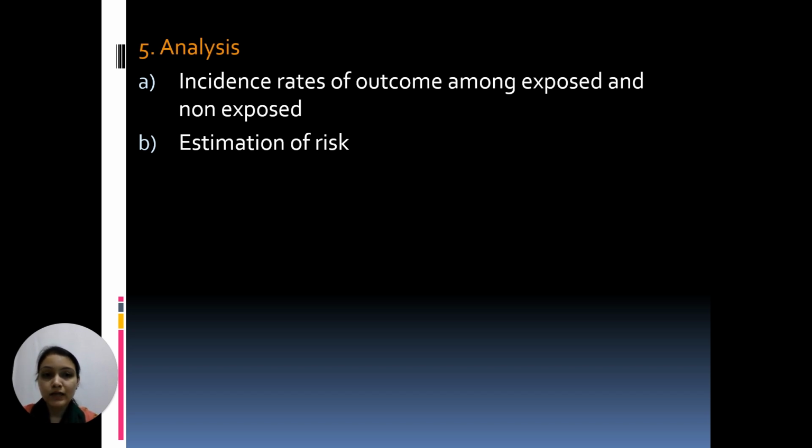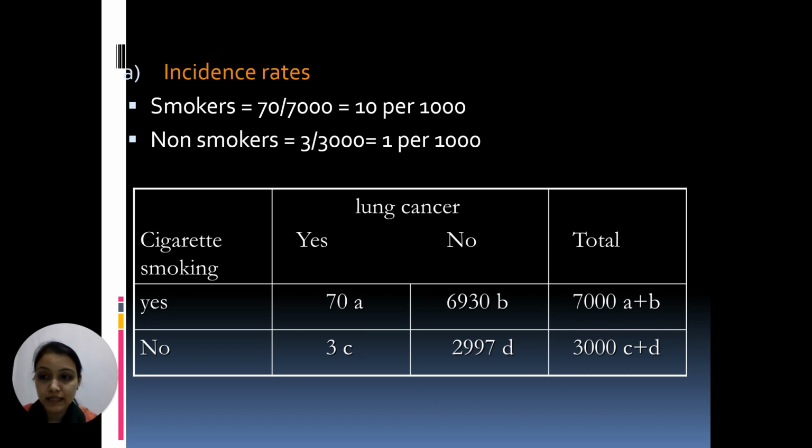Analysis involves the incidence rate of outcome amongst exposed and non-exposed, and second is the estimation of risk. So first is the incidence rate. Here we can see there are 2 groups, one taking smoking and one not smoking, and we find out lung cancer: 70 having lung cancer in 7,000 smokers and 3 having lung cancer in 3,000 non-smokers. The incidence is A divided by A plus B, that is 70 divided by 7,000, which shows 10 per 1,000 population having lung cancer. In non-smokers, 3 divided by C plus D, that is 1 per 1,000 population having lung cancer.